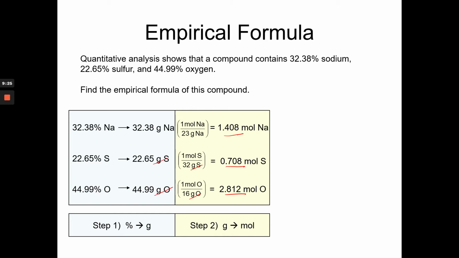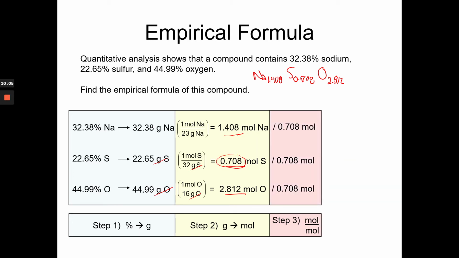Now at this point, I'm getting closer. I could write my formula Na 1.408, S 0.708, O 2.812. Now, that's the right ratio of the atoms, but it's not right because it still has, look at that sulfur, 0.708 atoms. So the quick and dirty fix here is our step 3, divide by the smaller number of moles. And in this case, between 1.408, 0.708 and 2.812, 0.708 is the smallest number. So divide all three by 0.708.